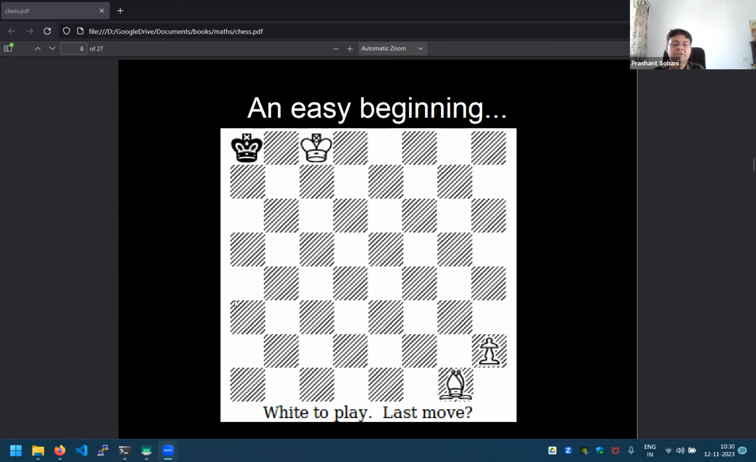So this is one easy puzzle. This is the game position right now, and white is going to play. So the last move was made by black. The question is, what was black's last move?